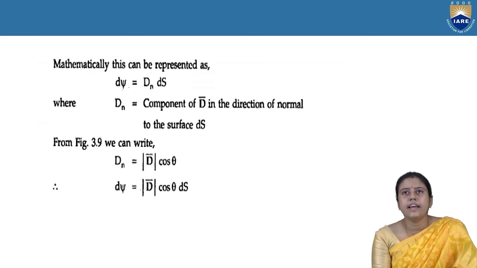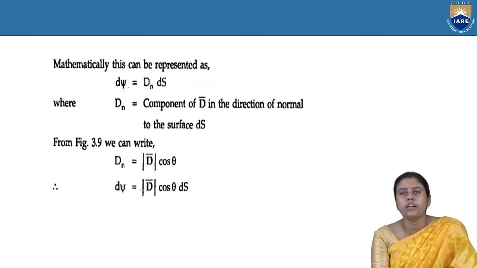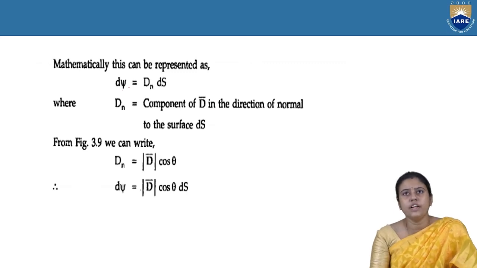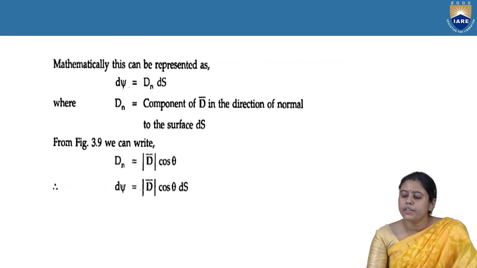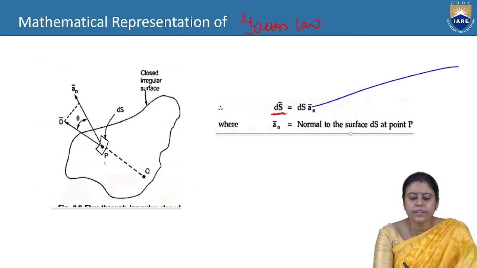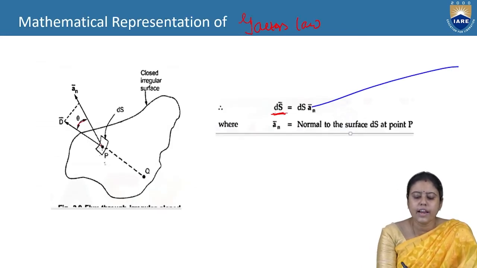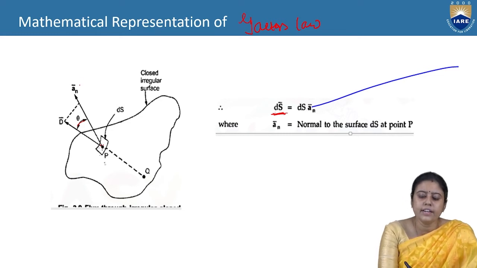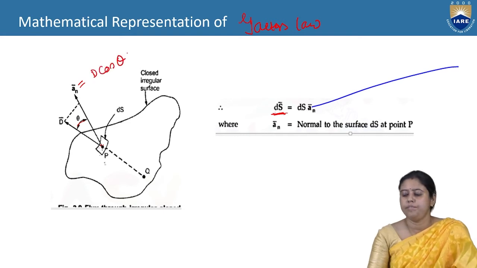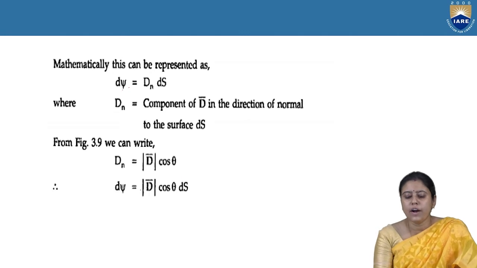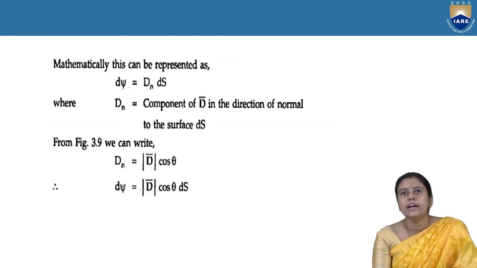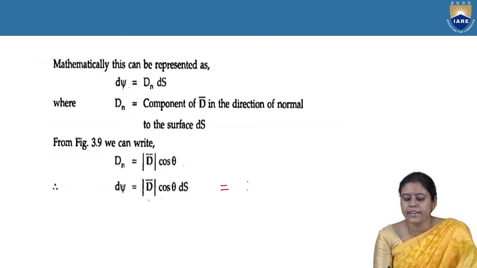What is dn? dn is the normal component of D in the direction of the surface. Now, if the angle is theta, what is the normal direction? This will be D cos theta. So dn is nothing but D cos theta. So what will be d psi? D cos theta into ds, or we can write it as D ds cos theta.